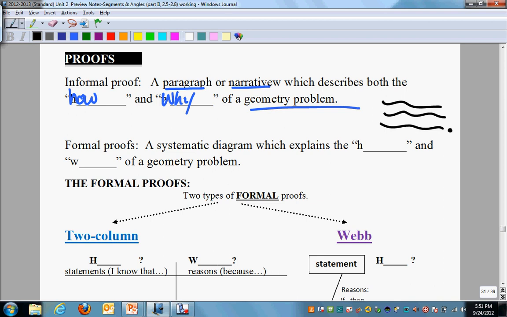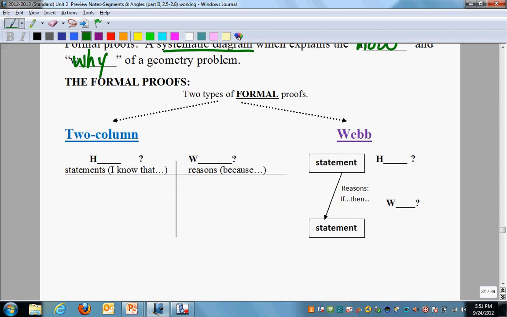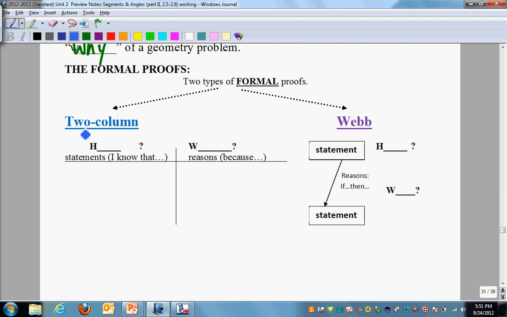A formal proof is a systematic diagram. So formal proofs involve some sort of diagram setup that also explains the how and the why of a geometry problem. There are two types of formal or systematic diagram proofs. One is called the two-column method, and the other is called the web.